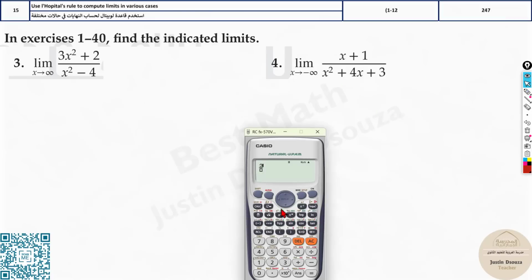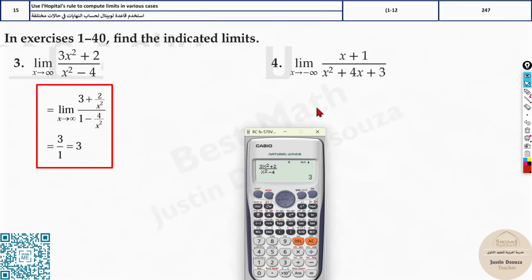Same method, (3x squared plus 2) divided by (x squared minus 4), and calculated at infinity means it's just a huge number. That's it. There is no minus infinity plus infinity. The answer is 3.